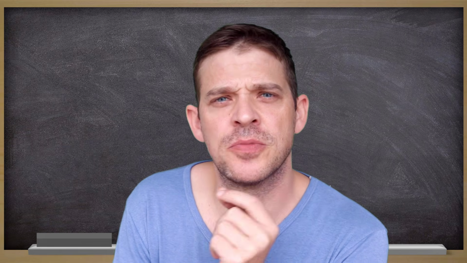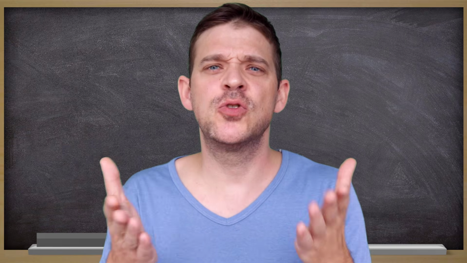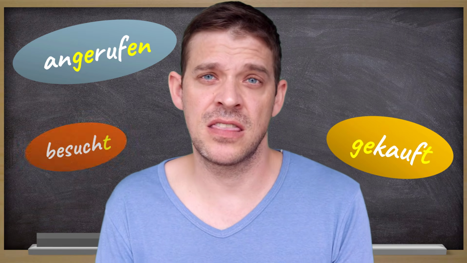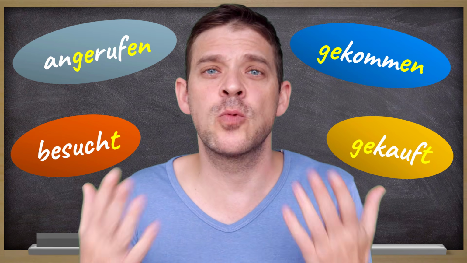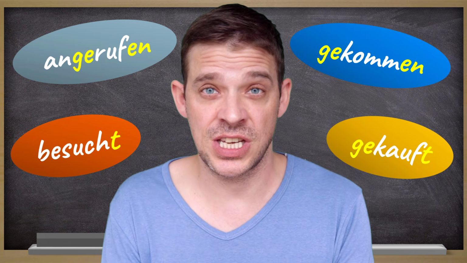How to form the German past participle, the so-called PP. How do you know if you have to add a T at the end or an EN? When to add a GE in the beginning, when in the middle, and why is there sometimes no GE?